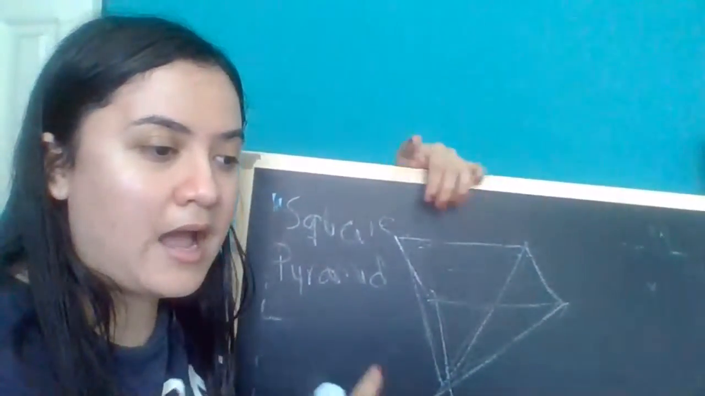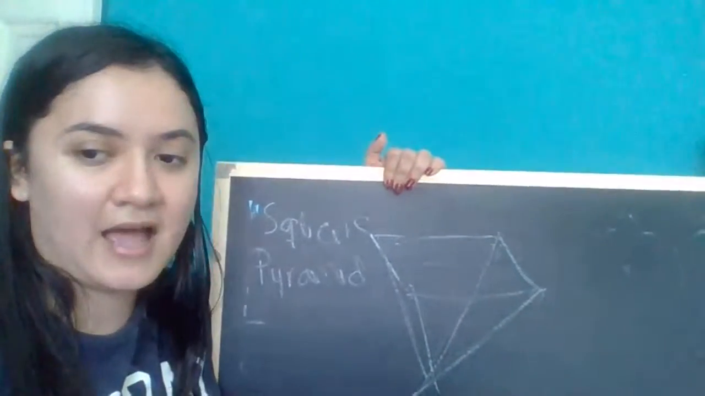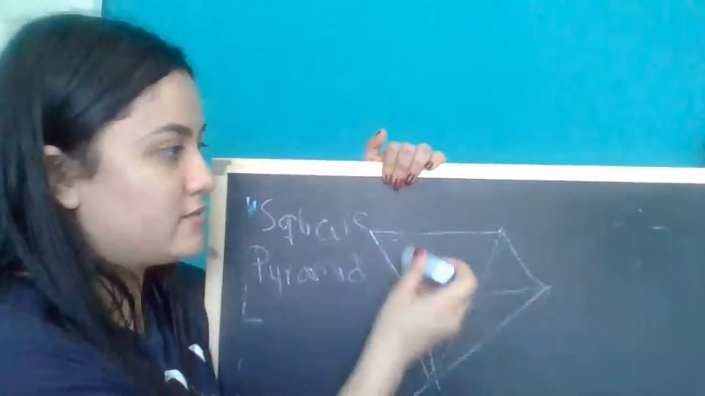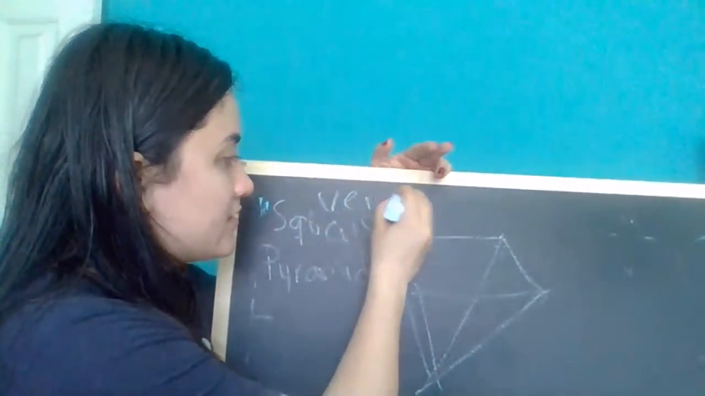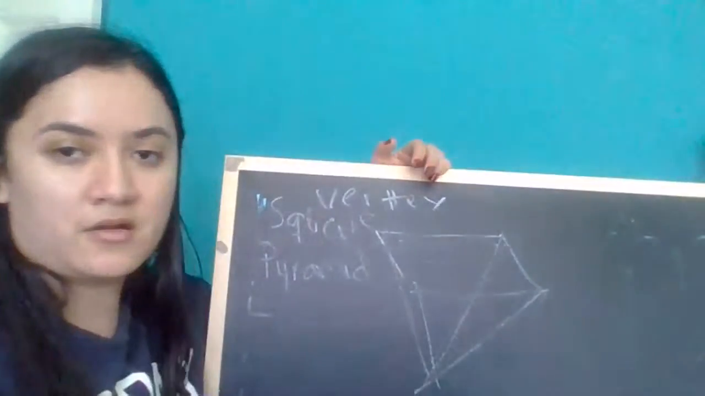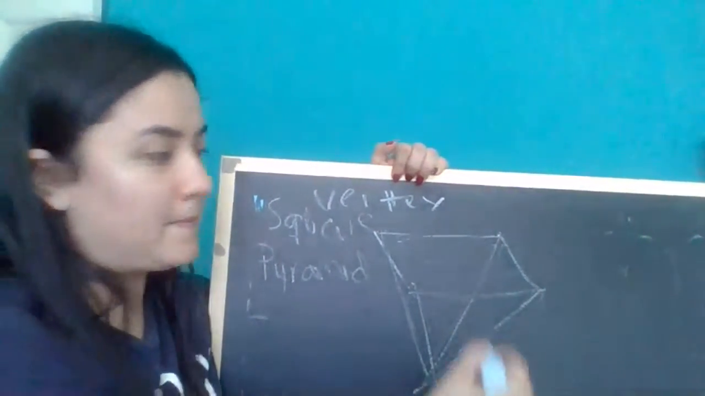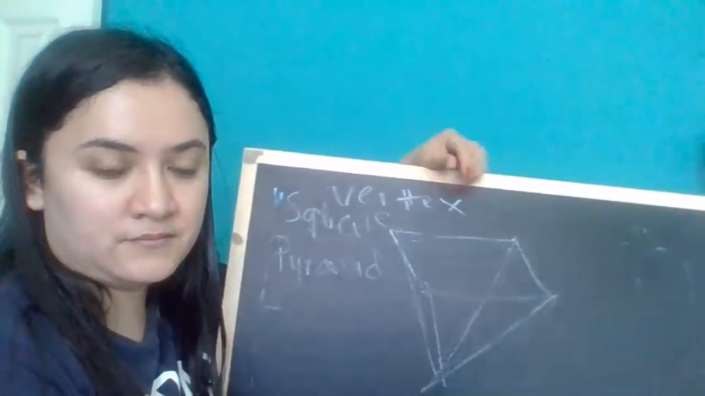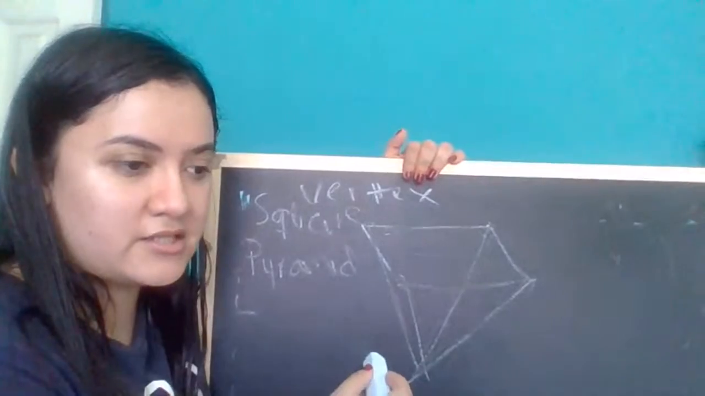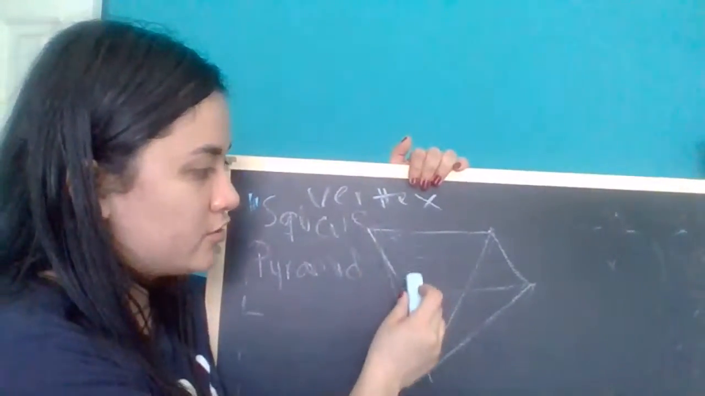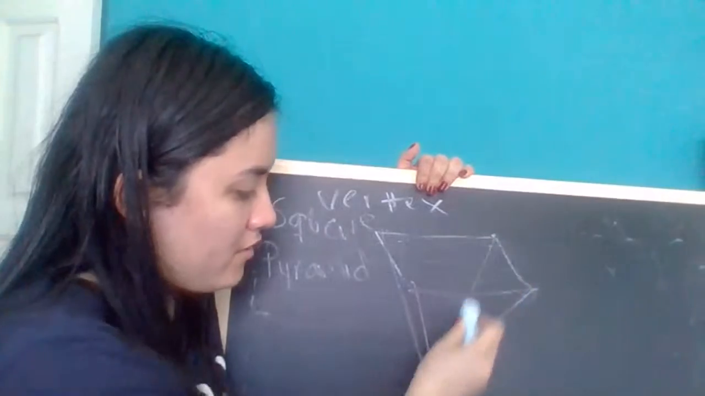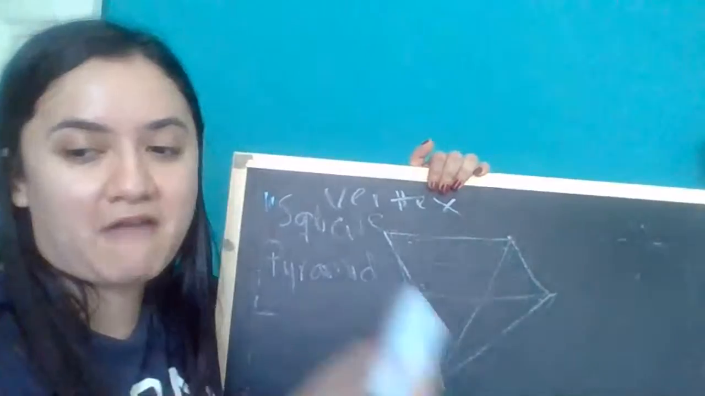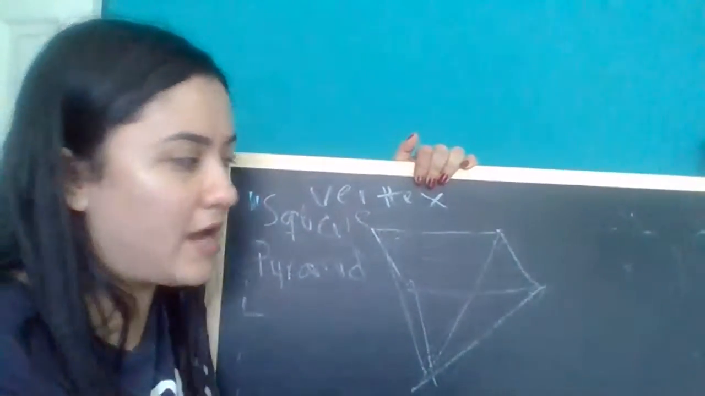Very good. Now, how many vertices does it have? Remember that vertices are the little corners. The word vertex and vertices come from the same root. So, how many vertices does it have? Let's count. How many vertices do we see? 1, 2, 3, 4, 5. Yeah, the people that said 5 are correct. We have 5 vertices.